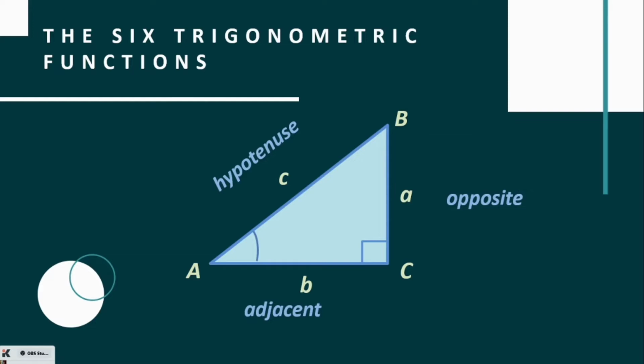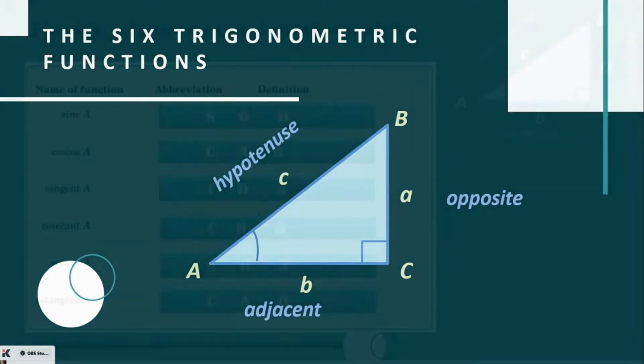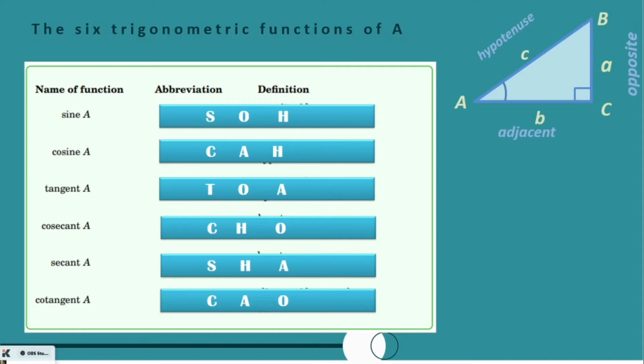So we define the 6 trigonometric functions of A. For sine A, the abbreviation is SOH. Sine A is equal to the opposite over hypotenuse, or in this figure, we have a over c. For a is the opposite of angle A, and c is the hypotenuse. Then for cosine A, we have CAH.